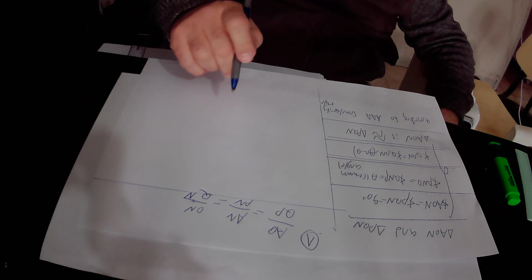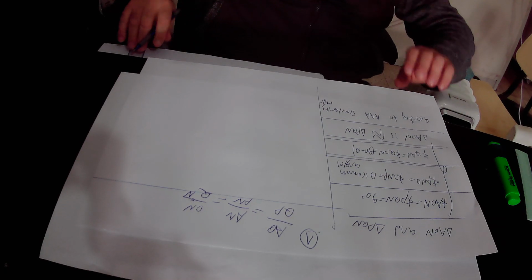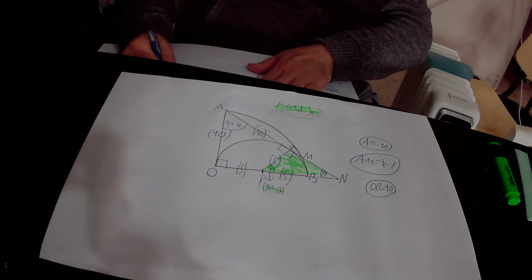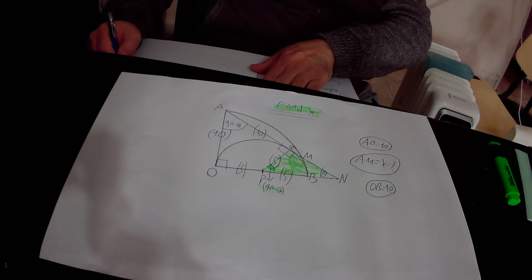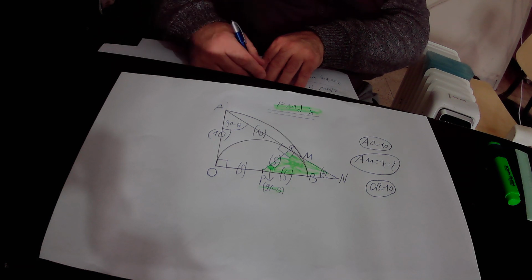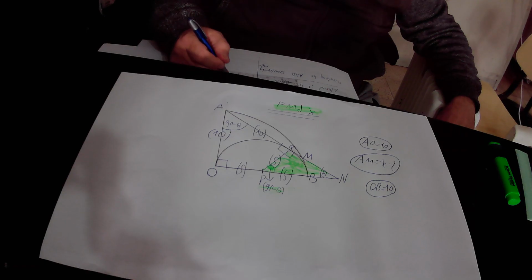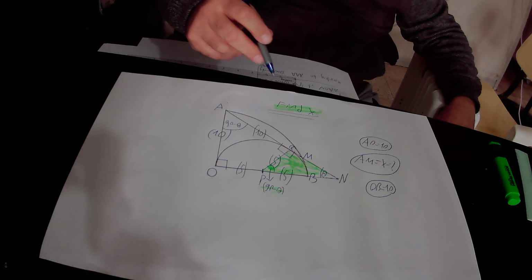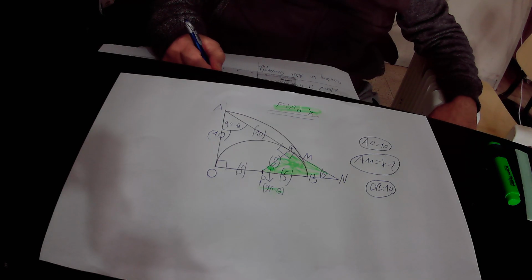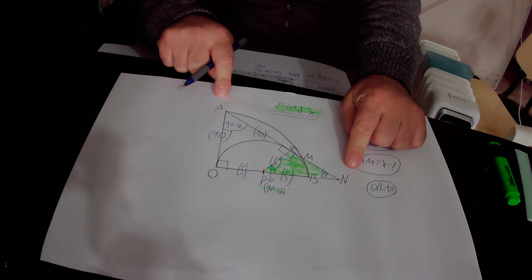And it is also equal to side ON over side QN. So here AO is 10 units over QP is 5, and it is equal to AN over PN. What is the length of AN?